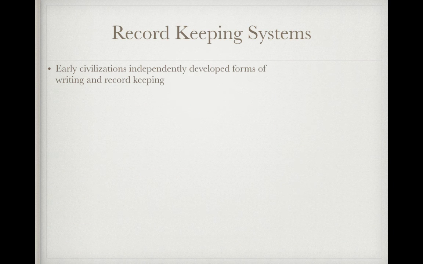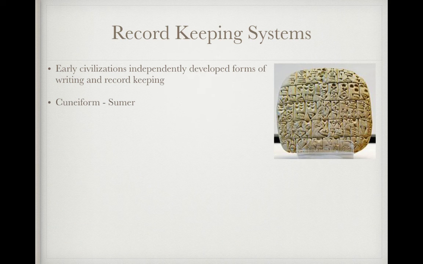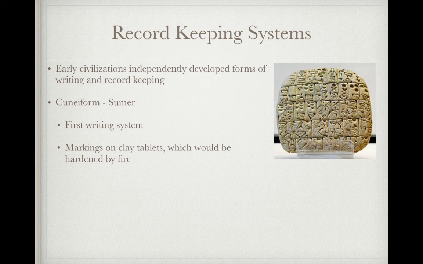Okay, record-keeping systems developed independently during this time. In Sumer, you have cuneiform, which was written on clay tablets. This is the first known writing system. Markings were placed on clay tablets, which would be hardened by fire. And here is an example of a clay tablet with Sumerian writing on it. And it would keep track of business transactions and taxes in Sumer.